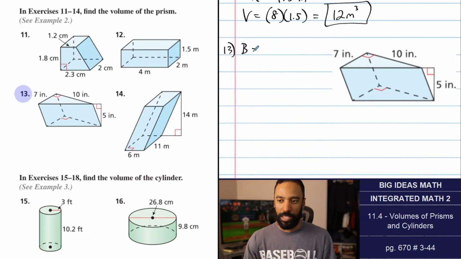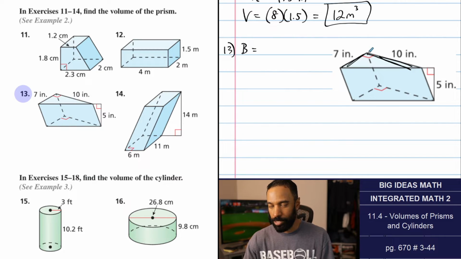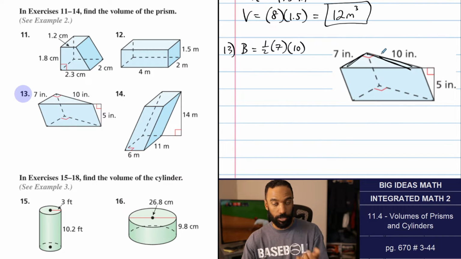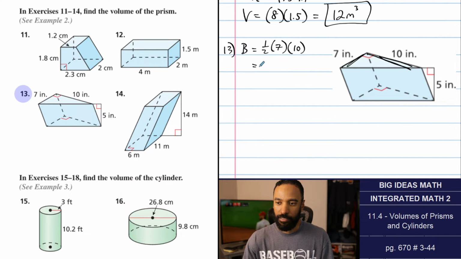So the area of your base, this is a triangular prism. So the area of the base is 1/2 base times height. And by base, I mean the base length of your base edge. So 1/2 of 7 times 10 can apply here because those bases and heights are perpendicular to each other as well. Half of 70 is 35, so 35 square inches for the area of the base.